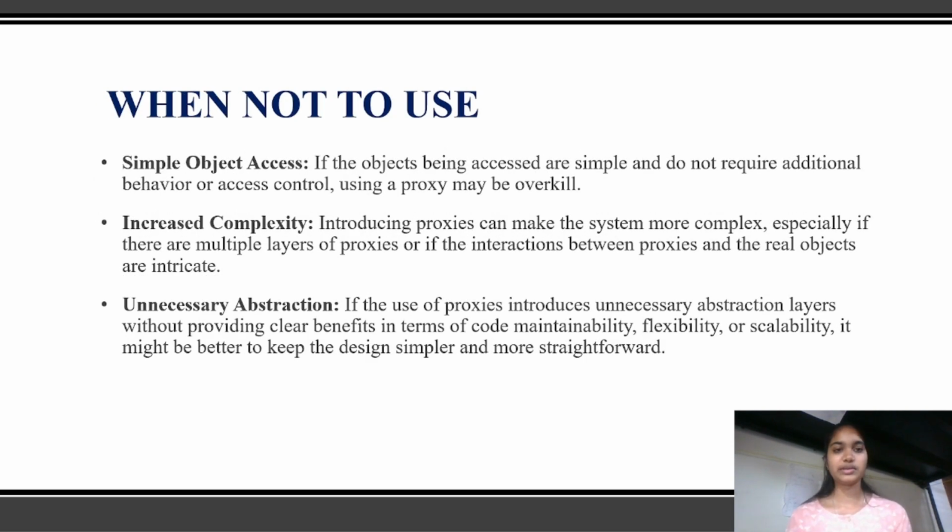When not to use the proxy design pattern. Simple object access. If the objects being accessed are simple and do not require additional behavior or access control, using a proxy may be overkill. Increased complexity. Introducing proxies can make the system more complex, especially if there are multiple layers of proxies or if the interaction between proxies and the real objects is intricate. Unnecessary abstraction. If the use of proxies introduces unnecessary abstraction layers without providing clear benefits in terms of code maintainability, flexibility, or scalability, it might be better to keep the design simpler and more straightforward.